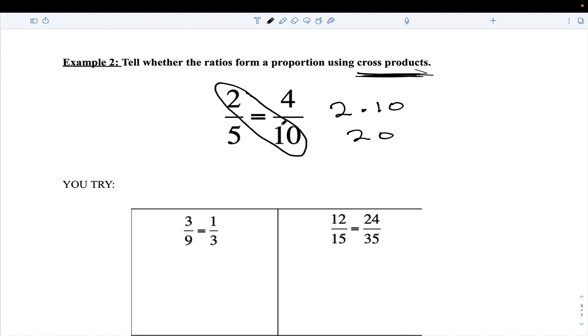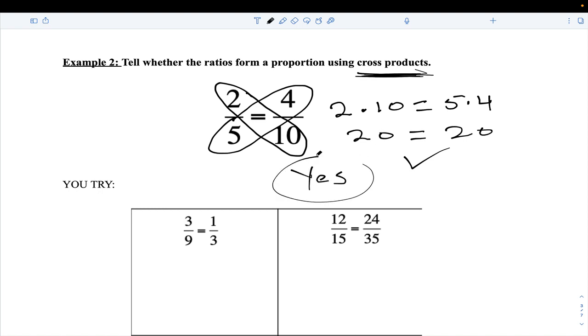Okay. Then I'm going to cross product the other one. And whatever is across from 5, I'm also going to multiply. So 2 times 10 was 20. 5 times 4. Is that 20, whole class? What you just found is 20 equals 20. If you have the number on the left equal the number on the right, you can say this is proportional.